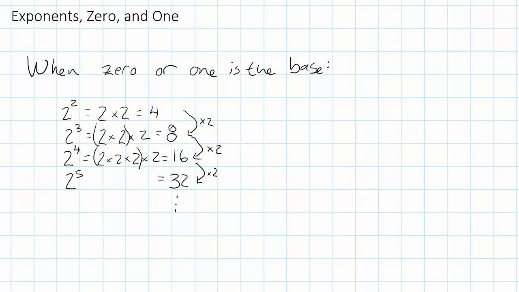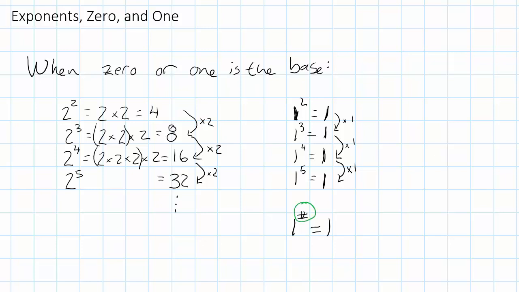Let's see how this pattern works with 1. 1 squared is 1 times 1, that's 1. 1 to the 3rd, we multiply by 1 again, still 1. 1 to the 4th, multiply by 1 again, still 1. 1 to the 5th, multiply by 1 again, still 1. No amount of multiplying by 1 is going to get me any other answer than 1. 1 to any power equals 1, and this power can actually be any power.